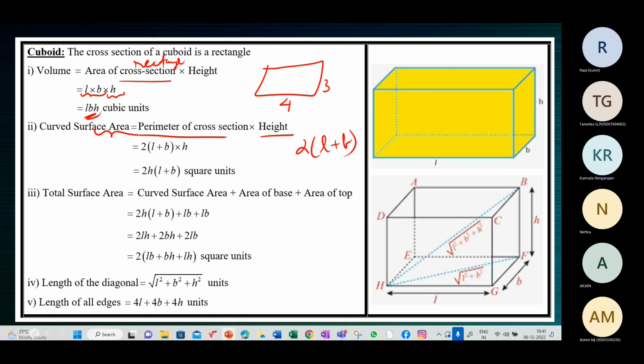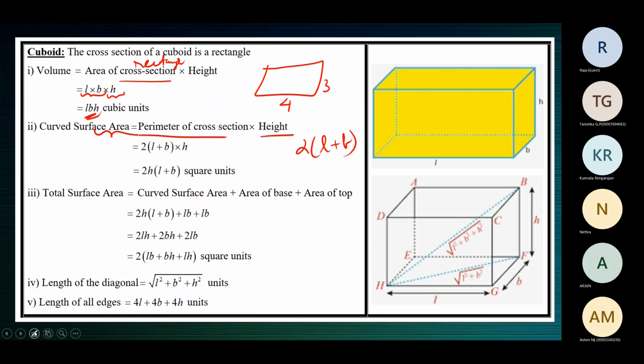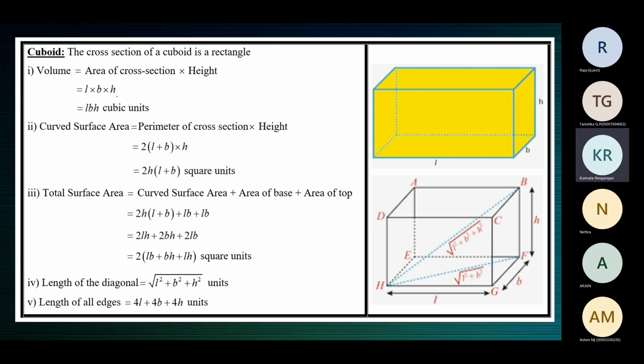CSA is perimeter of the cross section into height. The cross section is a rectangle, and the perimeter of a rectangle is 2 into L plus B. So that's what you see here. 2 into L plus B, perimeter of the cross section into height, which can be written as 2H into L plus B square units.